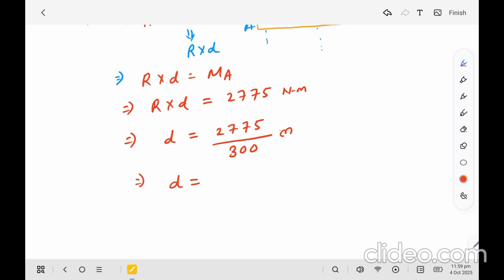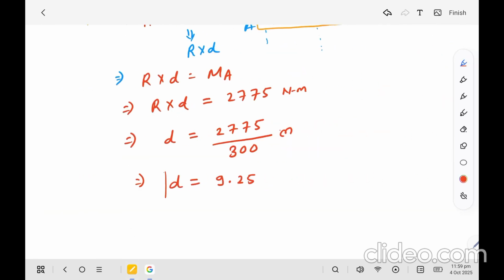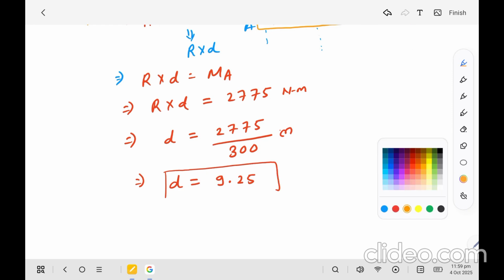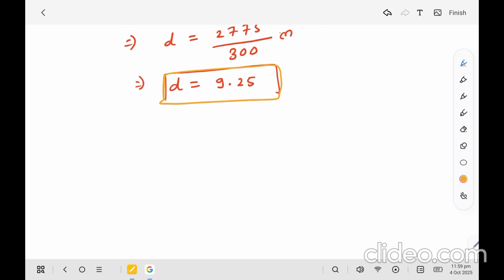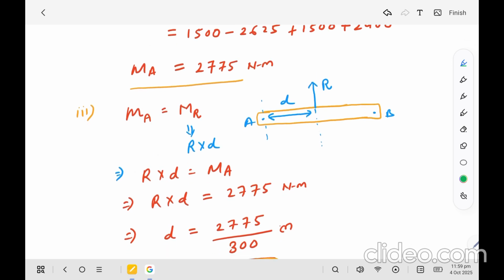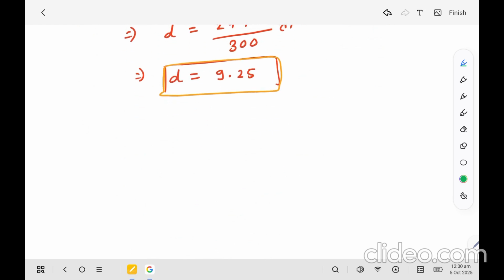So after calculations, the D will be around 9.25 meter. Okay, so this is the value of the D. So now you can represent the system with a single force.